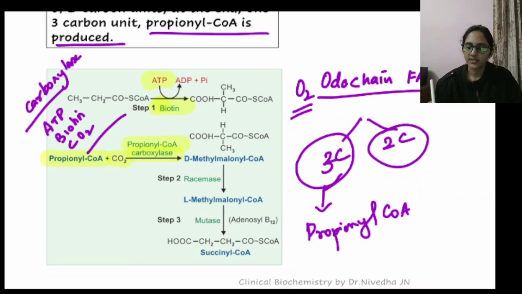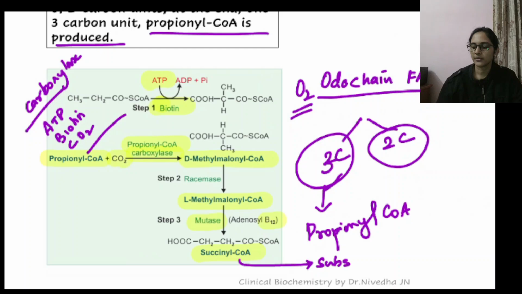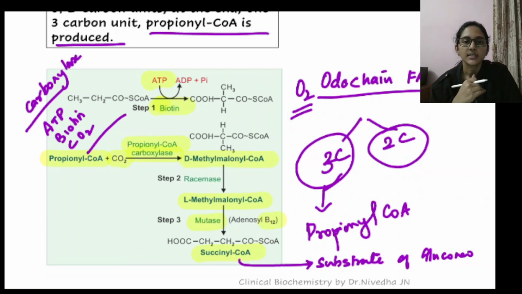So it produces D-methylmalonyl CoA that again gets converted to L-methylmalonyl CoA. Then with the help of the mutase enzyme, which needs B12 as its cofactor, succinyl CoA is produced. Now this succinyl CoA is an intermediate of the TCA cycle, is it not? All intermediates of the TCA cycle will be substrates of gluconeogenesis. If this is absent, then the substrates for gluconeogenesis are reduced, and hence there can be low glucose.